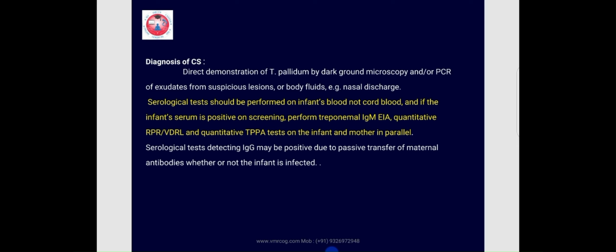Then we have to also do the quantitative VDRL and RPR and quantitative TPPA on the infant's and mother's blood in parallel. Okay, so we can do RPR or VDRL and quantitative TPPA test on the infant's blood as well as mother's blood. Okay, serological tests detecting the IgG may be positive due to the passive transfer of the maternal antibodies whether or not the infant is infected. That is why treponemal IgM EIA is very important.